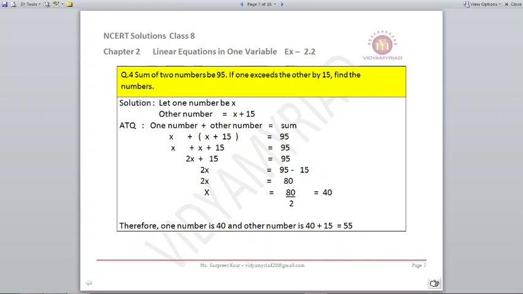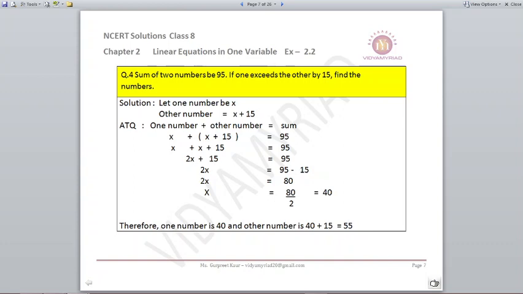Sum of two numbers is 95. If one exceeds the other by 15, find the numbers. So what is the number? Let the number be x. The one exceeds the other by 15. So that is x plus 15. So there is a difference of 15 in between both the numbers. Their sum is equal to 95.